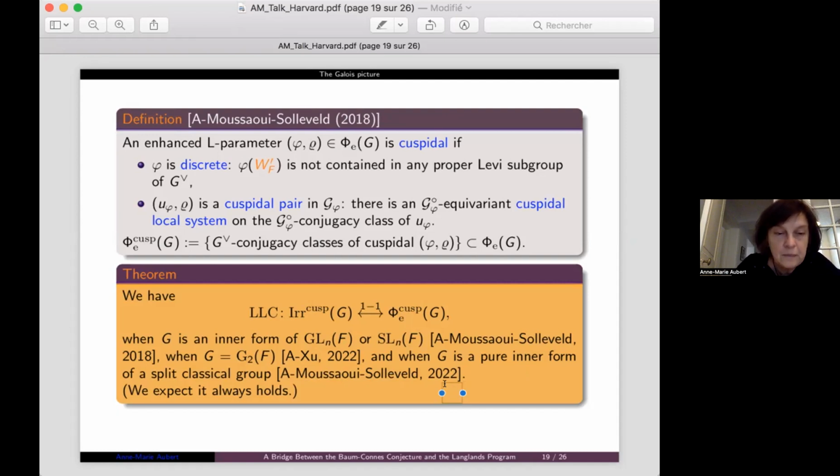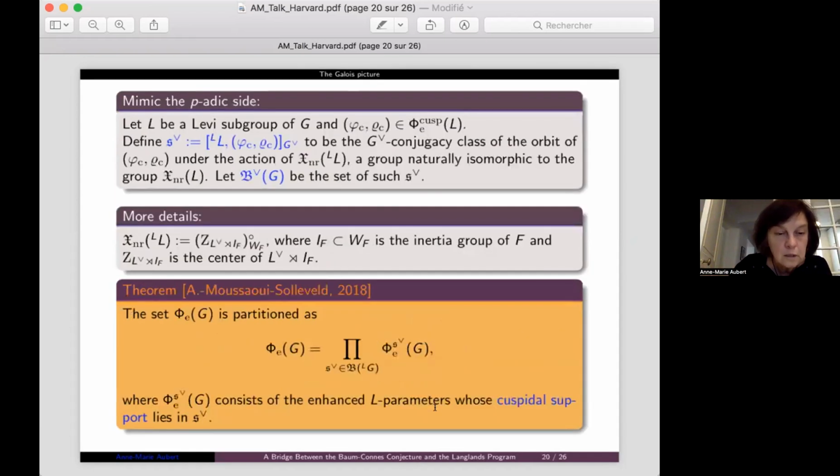So we have cuspidality, but now we want to do more, so we want to have the Bernstein decomposition. And it is what we do here. So we start with a Levi subgroup of G and a cuspidal enhanced parameter for that Levi subgroup. A cuspidal enhanced parameter plays the role of supercuspidal. And we define S check as the G check conjugacy class of the orbit of our cuspidal parameter under the action of a certain group, which is naturally isomorphic to the group of unramified characters of L. This group I denoted by X_nr(^L L), where ^L L is for the L-group of L, and L is a Levi.